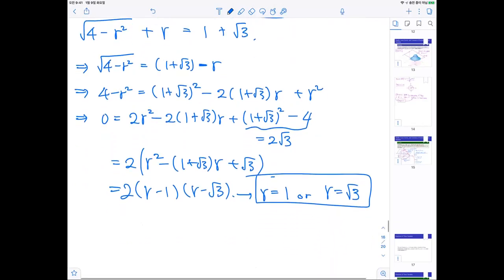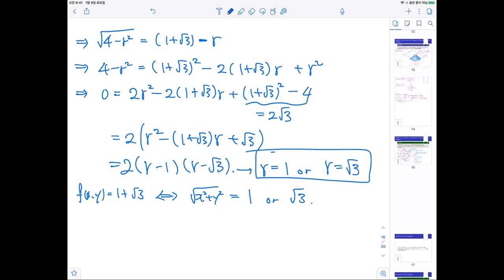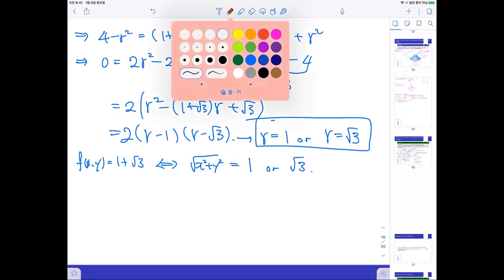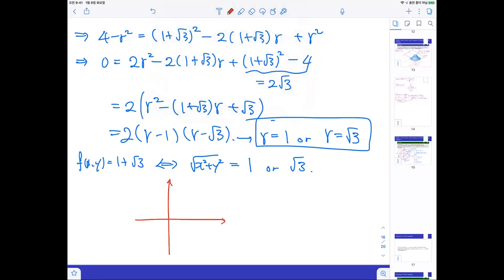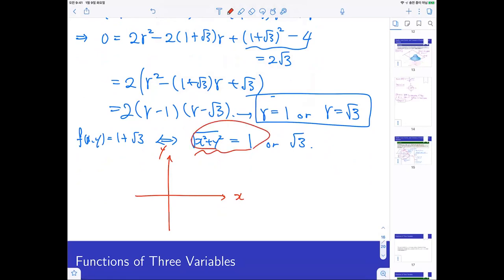So the level set f(x, y) equals 1 plus square root of 3 is equivalent to the square root of x squared plus y squared being 1 or square root of 3. If you draw this result on the xy plane, this equation is the circle with radius 1, and this relation is the circle with radius square root of 3.